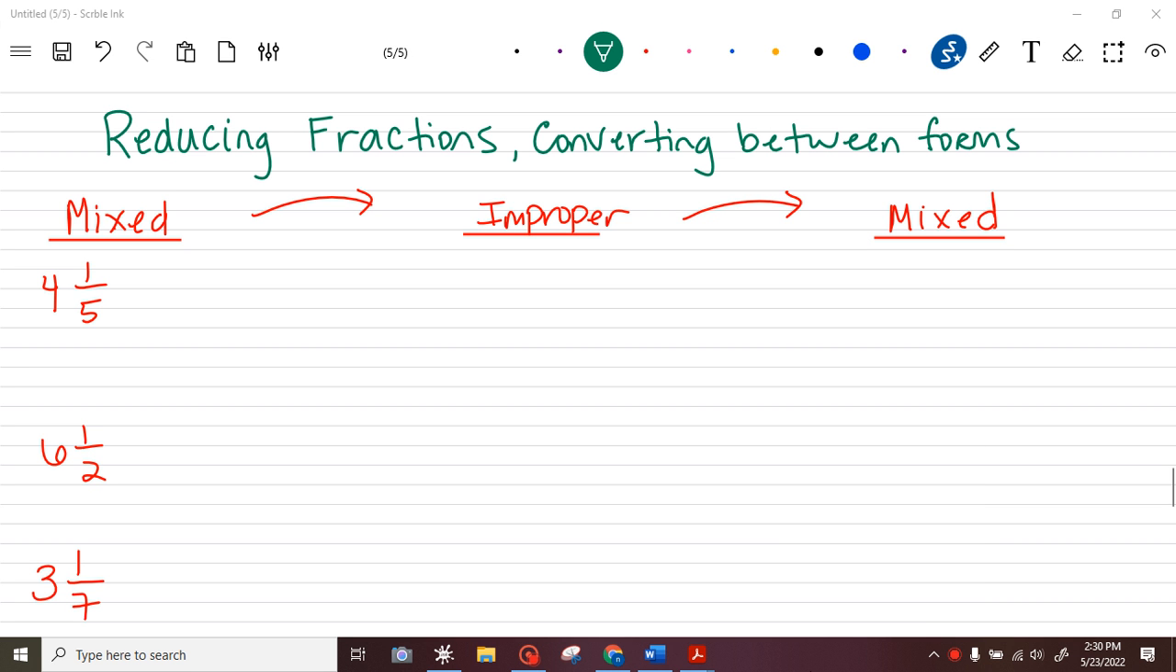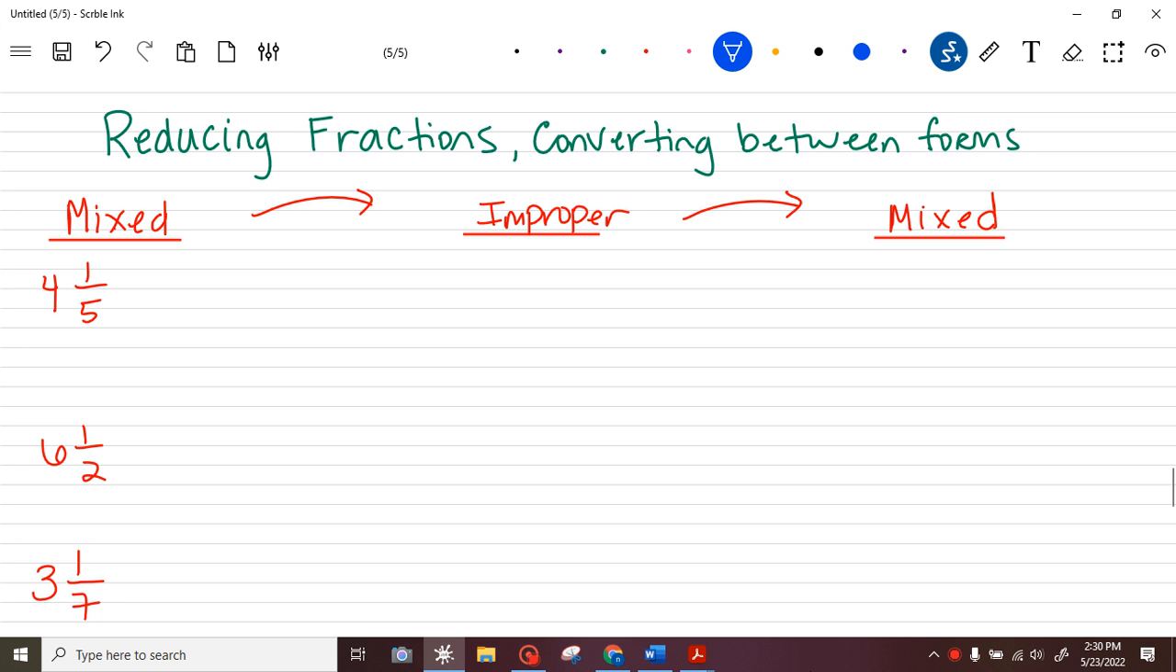Hi you guys, in today's video I wanted to cover how to reduce fractions and how to convert between forms, between improper numbers and mixed numbers. So on the left I've started with mixed numbers and we're going to convert them to improper and then we'll convert them back to mixed so you can see how the whole loop goes.